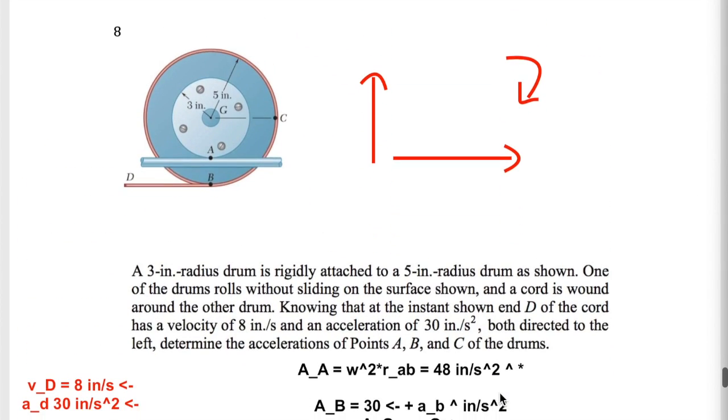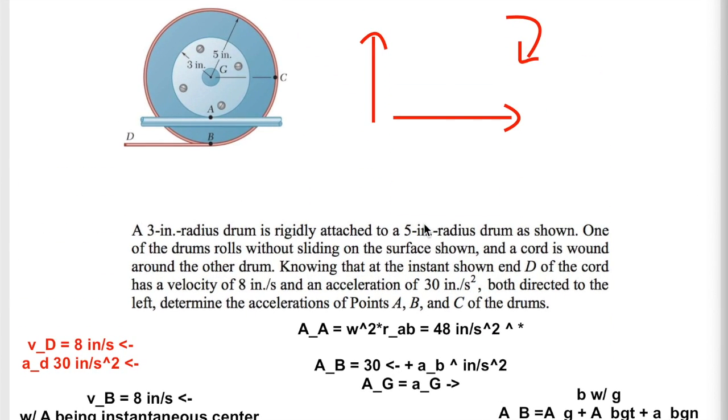All right, next question, question 8. We have two discs going on, the drum right here and the one right here, and we know this inner one is attached and does not slip. The radii are 5 inches from G and 3 inches respectively, and we're asked to determine the accelerations of points A, B, and C.